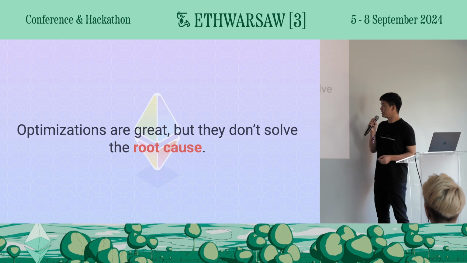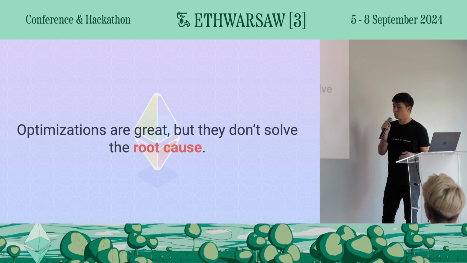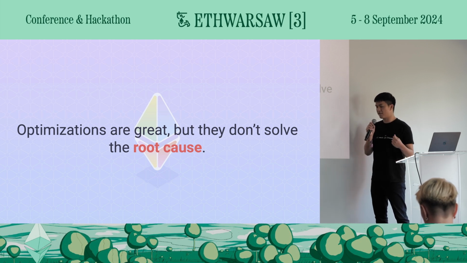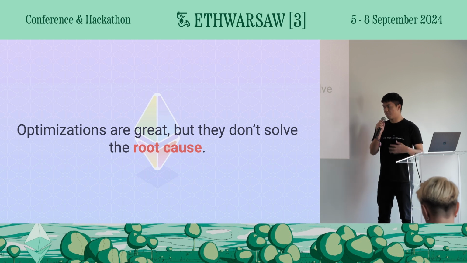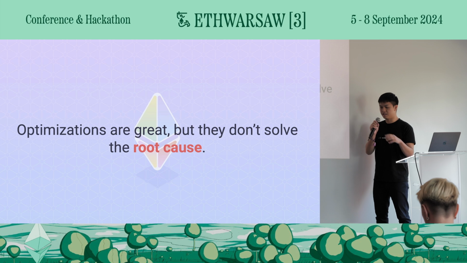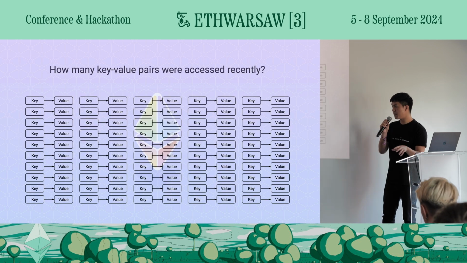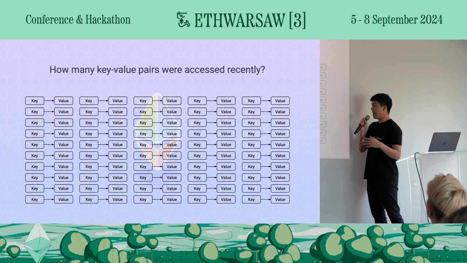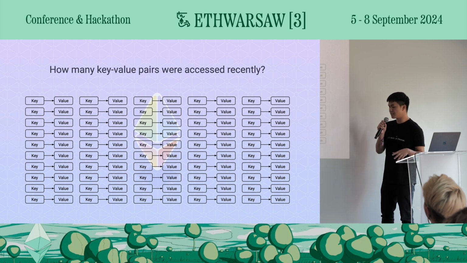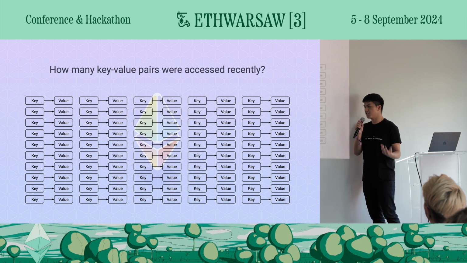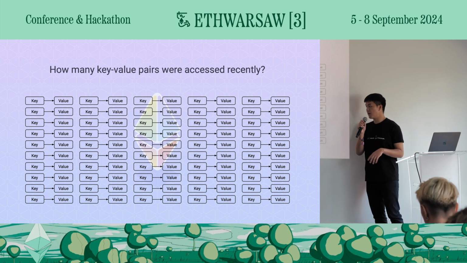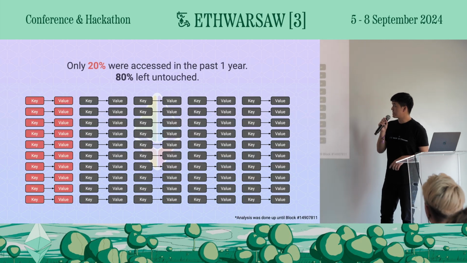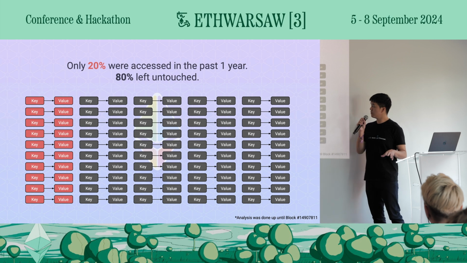But nonetheless, optimizations are great, but they don't solve the root cause, which is state bloat. No matter how much they optimize it, if we want to solve it, we have to solve it at the protocol level. And when we want to solve it at the protocol level, let's go back to first principles and ask ourselves: the number of key value pairs on Ethereum is going to keep growing, but how many key value pairs are actually being accessed in the past 6 months, or past 1 year, or 2 years? I asked myself this question about last year, and I did an analysis, and the result is that only 20% were accessed in the past 1 year, and the 80% was left untouched.